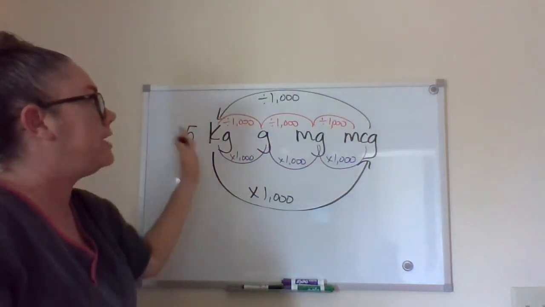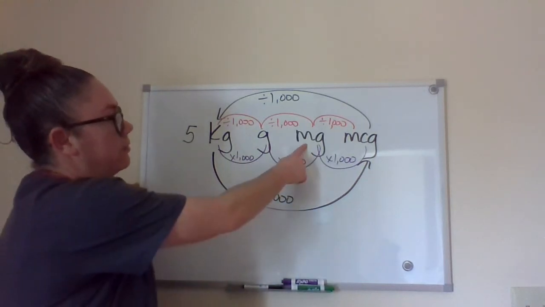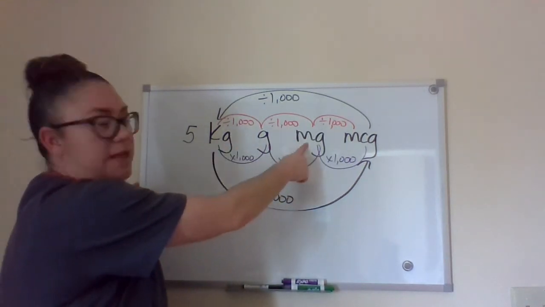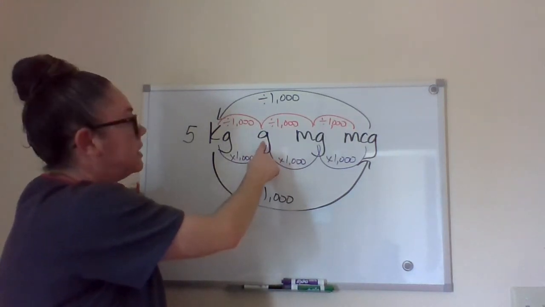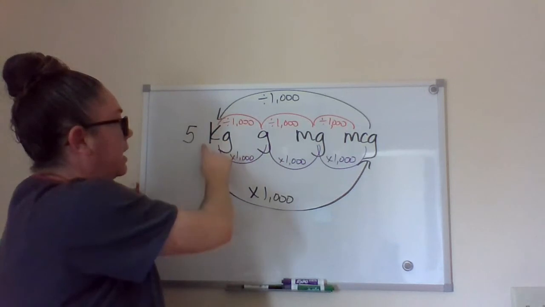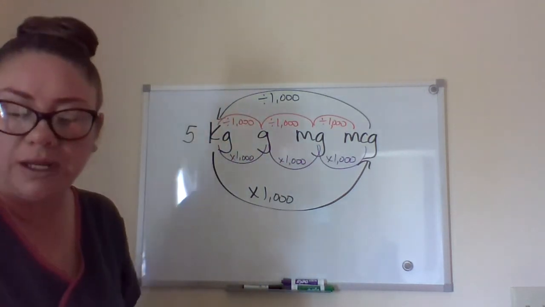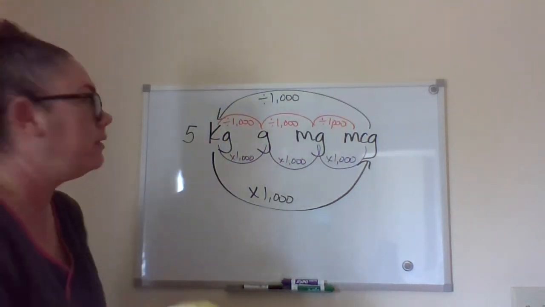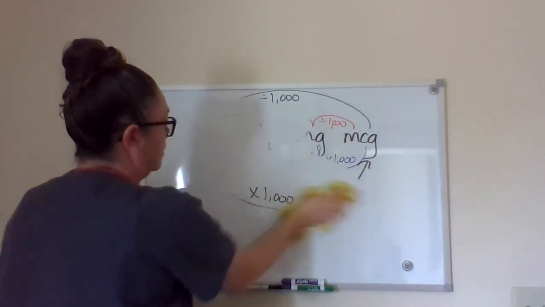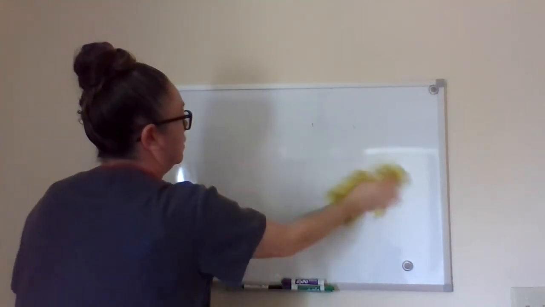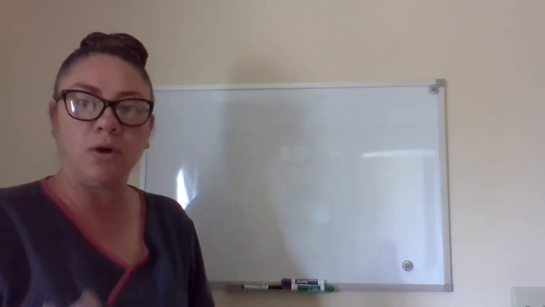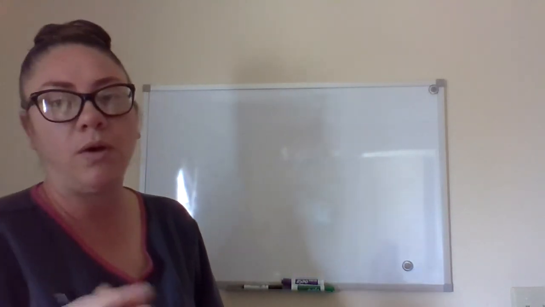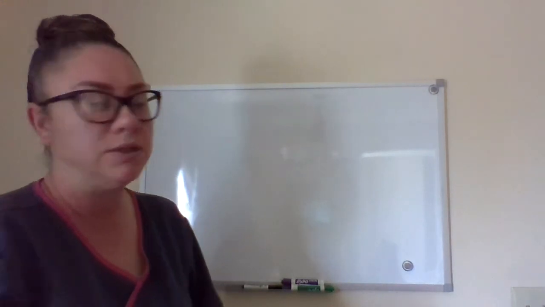If you're moving from right to left, let's say we're going from milligrams to kilograms, we're going to take our milligram number divided by 1,000 once. That gives our answer in grams. We'll divide that number by 1,000 again, and then we get our answer in kilograms. Again, you can use moving the decimal if that is easier for you. I don't have a problem which way you want to do that.